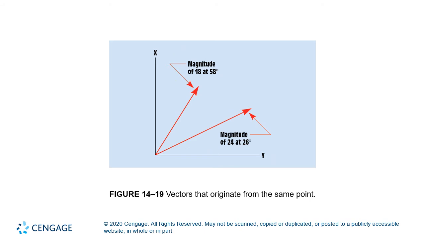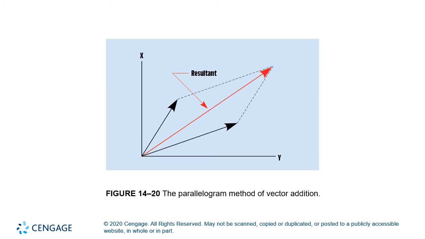Another important aspect of vectors is if we look at two vectors that originate at the same point, how would we determine the combined effect of these two vectors? Well, to determine this, we can use a technique known as the parallelogram method. This is used whenever we want to add two vectors together. What we can do is take one of the vectors and move the tail of this vector to the tip of this vector. Right? And when we combine these two, we can determine what's known as the resultant. The resultant is the combined effect of these two vectors.